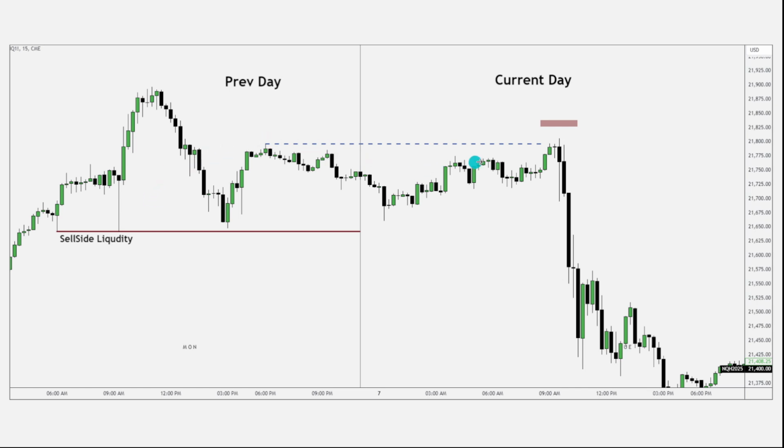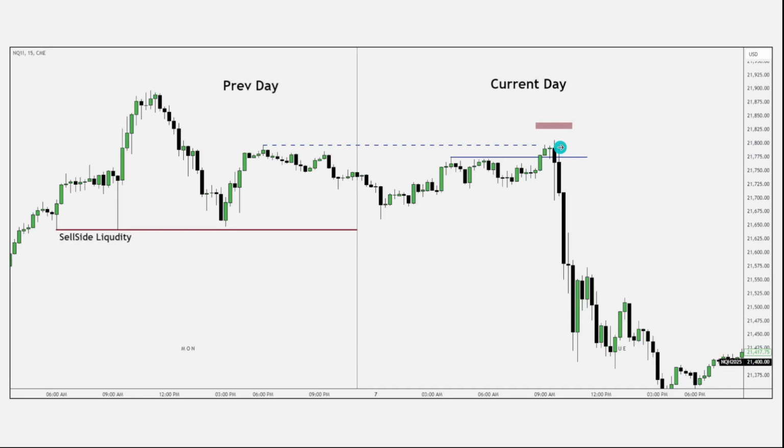As you can see here, price did purge and revert to sell side. Purge is minor buy side, reverting to sell side as well.